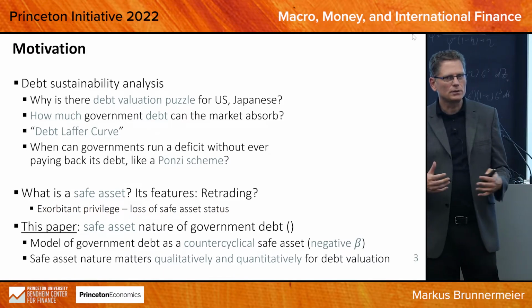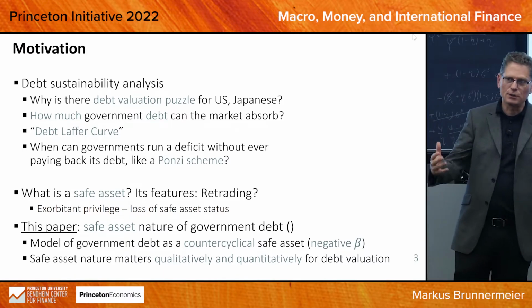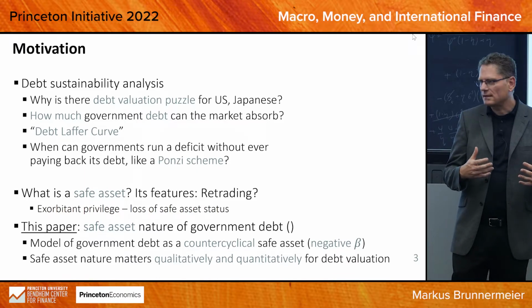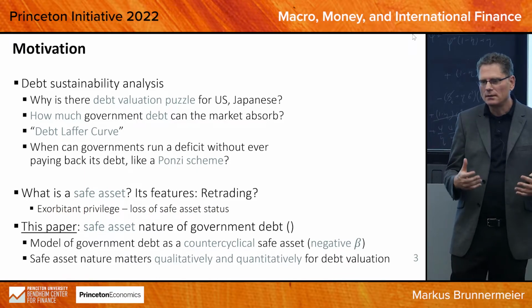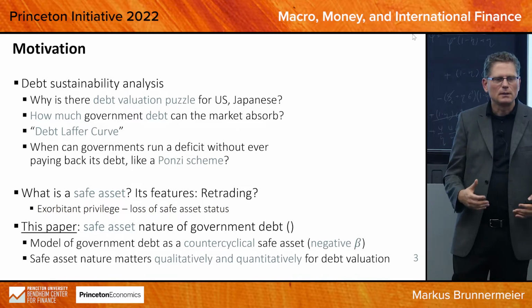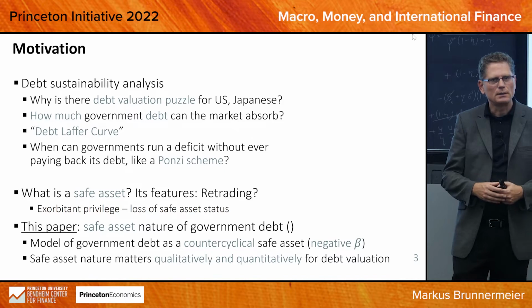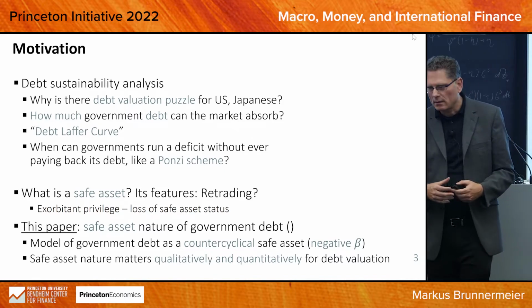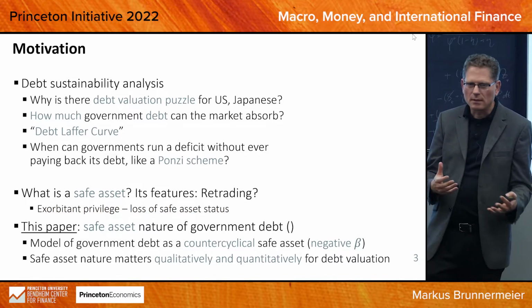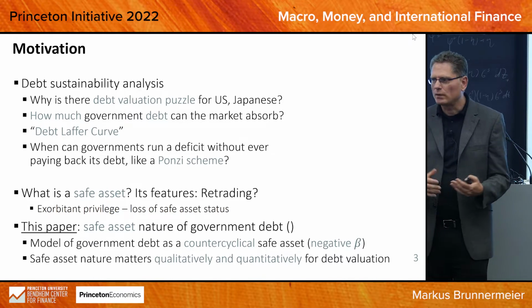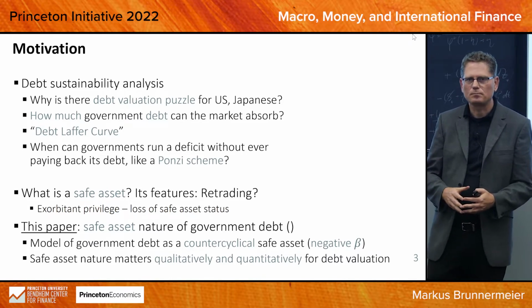And then there's the question, how much debt can the government still issue? And at what rate can it issue debt? And is there something like a debt Laffer curve? So at some point, the value will go down so much that by issuing more bonds, you hurt yourself more than you benefit. And the other question is, can the government run a Ponzi scheme? When can it run a Ponzi scheme? To what extent can it run a Ponzi scheme?